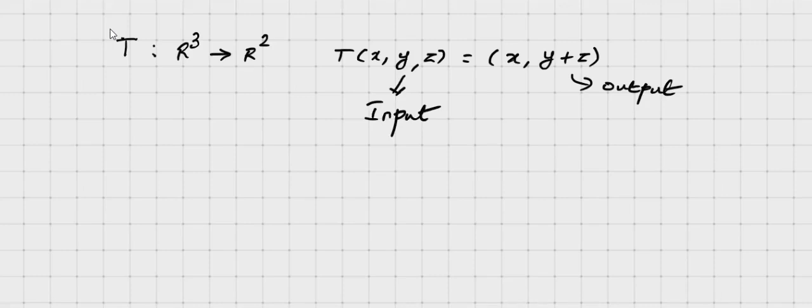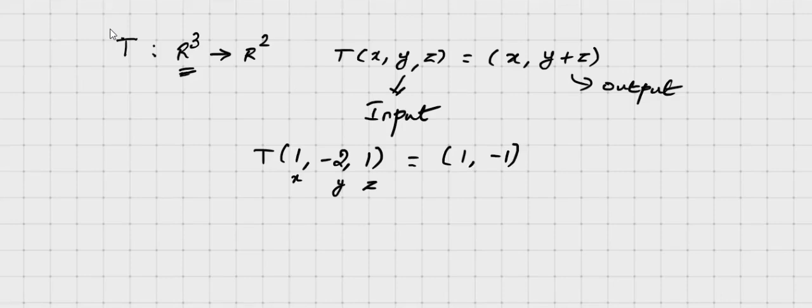Say, for example, take any input from R3. So this is the input set. Take any input from R3, say, for example, 1 comma minus 2 comma 1. If we apply the transformation, what will be the output? So this is x, this is y and this is z. The output will be 1 comma, so x comma y plus z means minus 1. In this way you can find out the outputs for many inputs if the transformation is known.